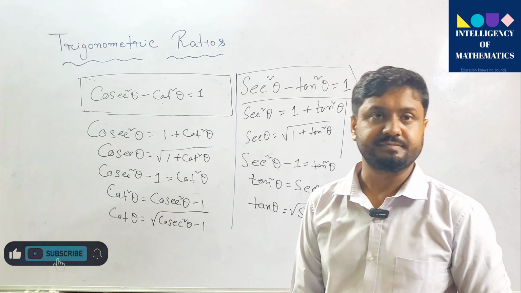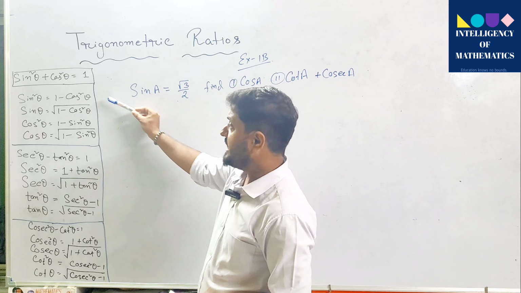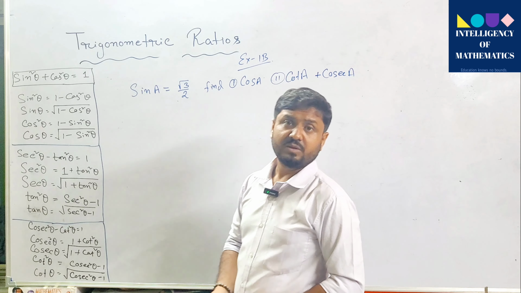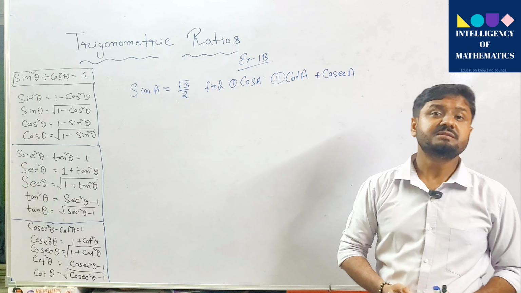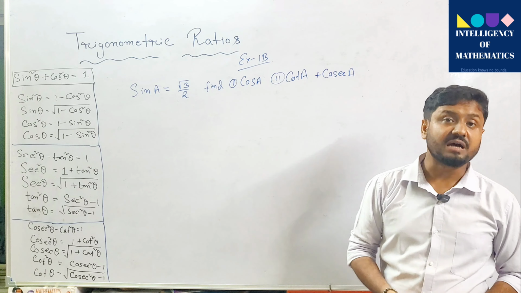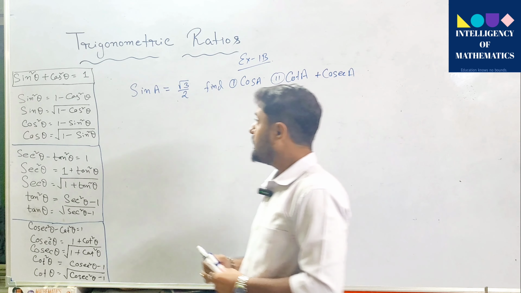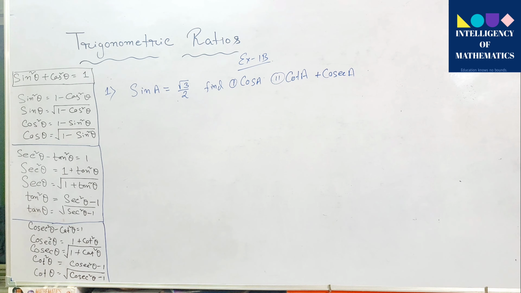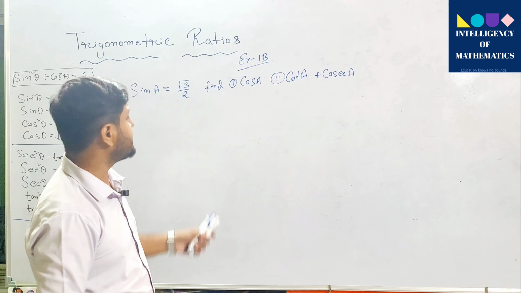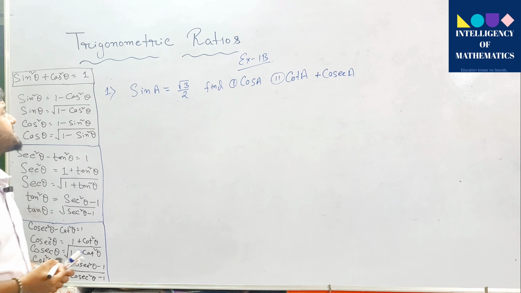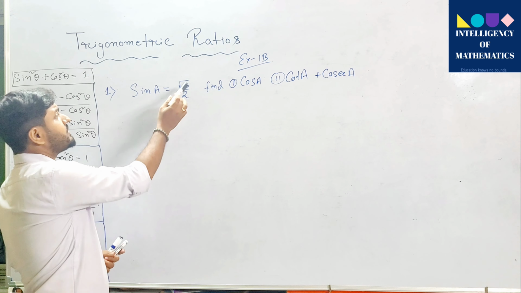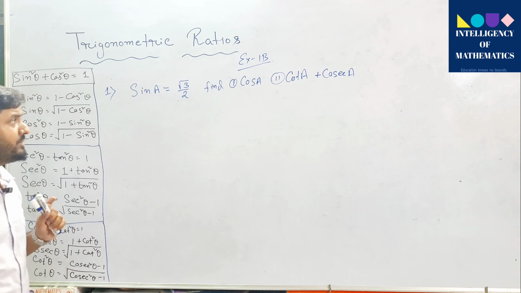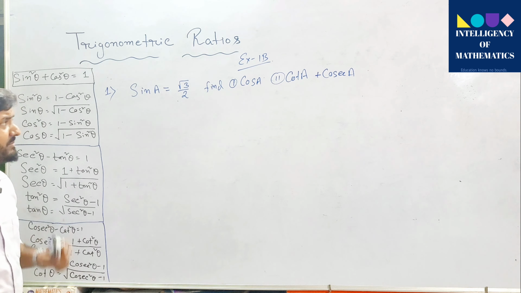Okay, so now we'll see how we can apply the identities and formulas we have learned on the sums, and how we can solve the problems. We are doing exercise 1b, question number 1, from the Bharati Bhawan book. The first question gives sine A's value as root 3 by 2, and we have to find two things: one is cos A, and the other is cot A plus cosec A.